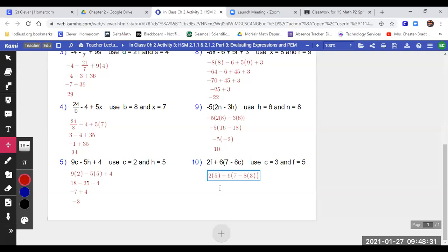Okay, so you've got to watch out. You leave the numbers that are already there alone. You're just putting in parentheses what they said the letters were worth. Okay.